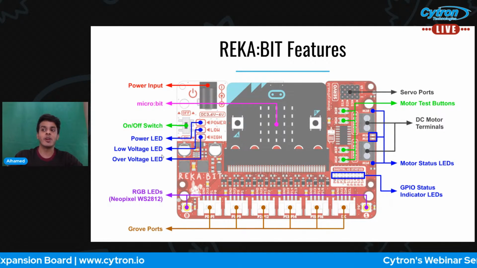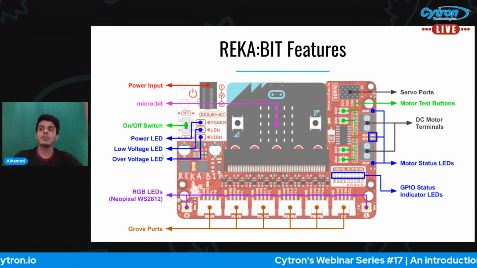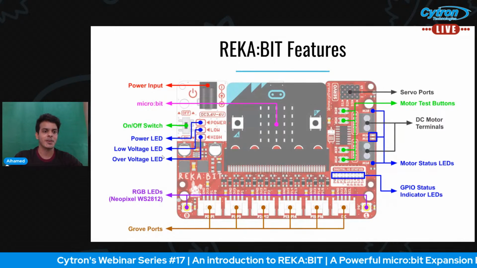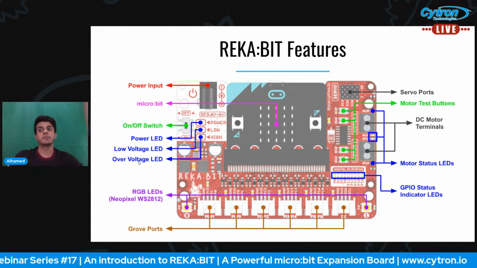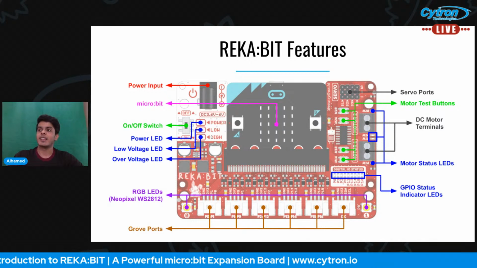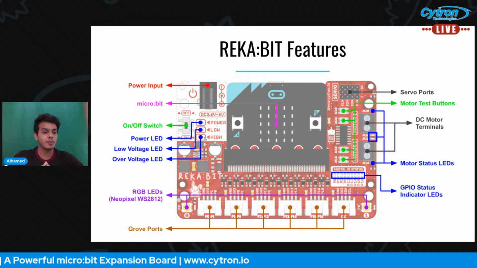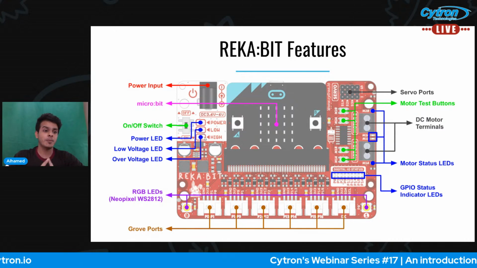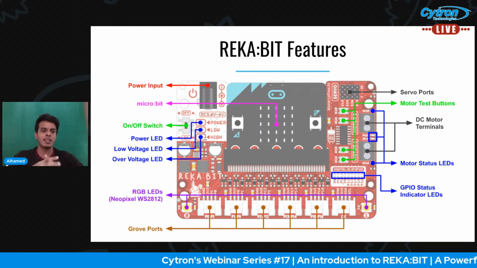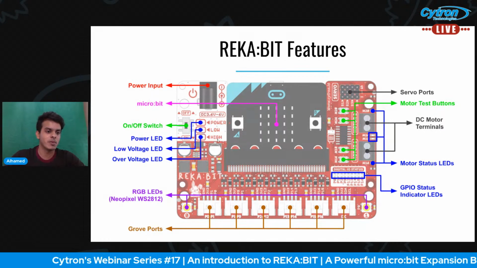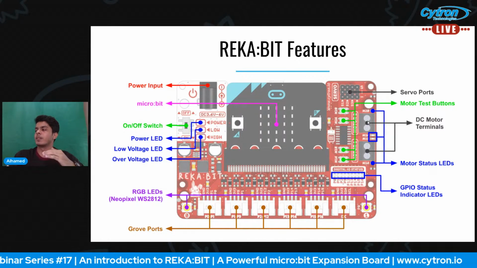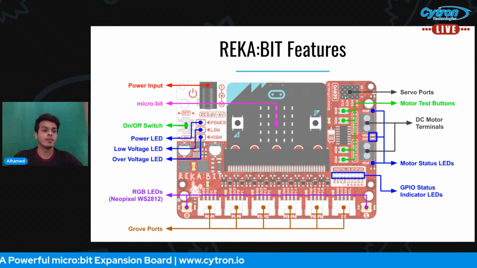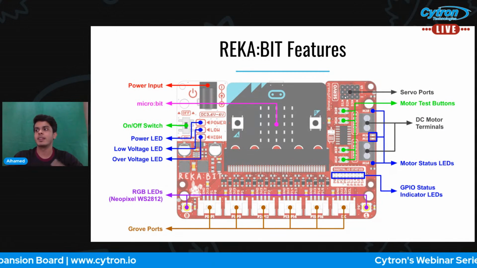Next to it, we have low voltage LED, and this one will be turned on if the voltage supply is less than 3.6, okay? And we have over voltage LED, and this one will be turned on if the voltage supply is over 7 volt, okay? And in this case, if the voltage is more than 7 volt, the power supply will be cut off from the DC motor terminals and the servo ports, okay? And this is for safety matter.